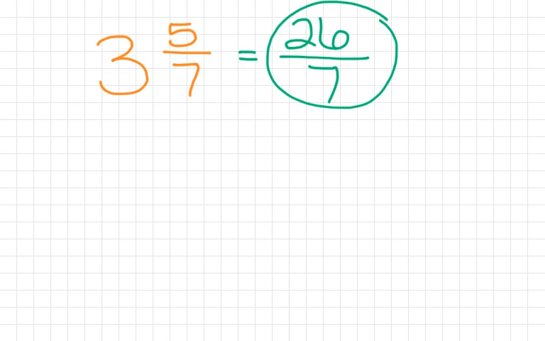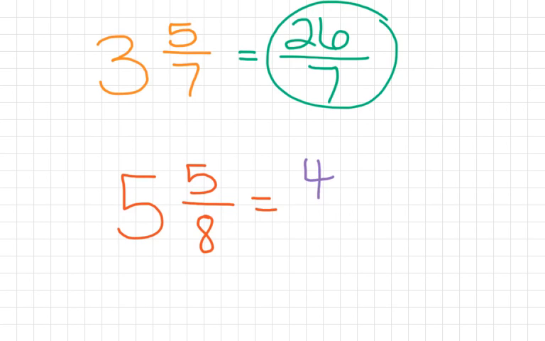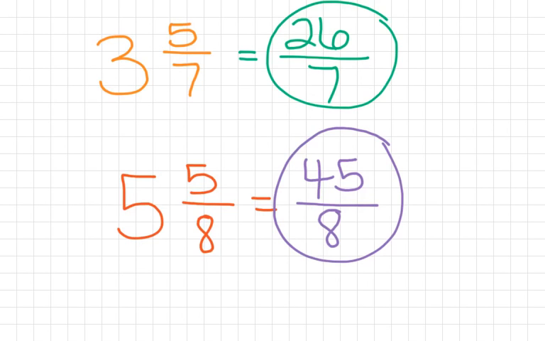And the final problem to try on your own, let's do 5 and 5 eighths. All right, pause the video, try it on your own, and then come back to check your answer. Okay, here we go. This would be 8 times 5, which is 40, plus 5 is 45. So we get a final answer of 45 eighths. I hope you're doing okay so far.